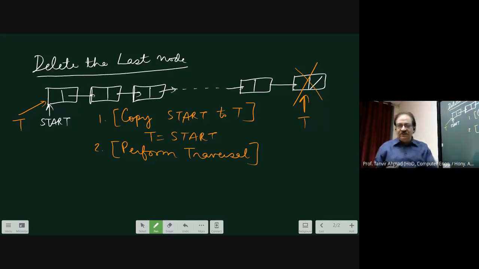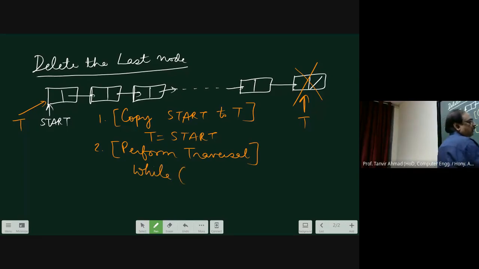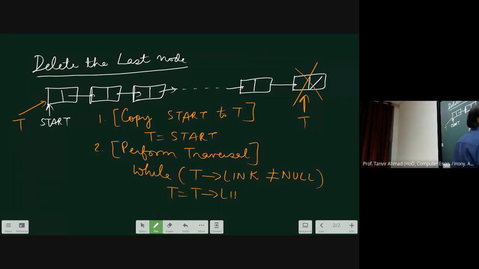So I write a condition while T is not equal to null. Therefore, let me just write it out, and then I will correct it. While T of link is not equal to null, T is equal to T of link. Now, this is a standard line to traverse. What will happen? You will come and stop at the last node. Now you have to delete the last node.